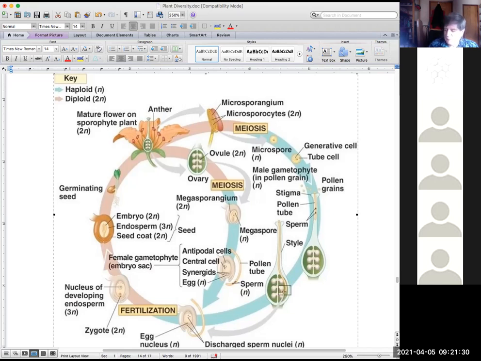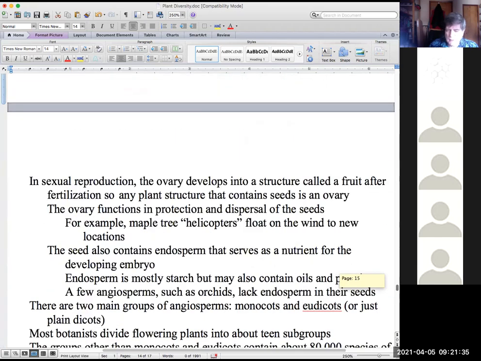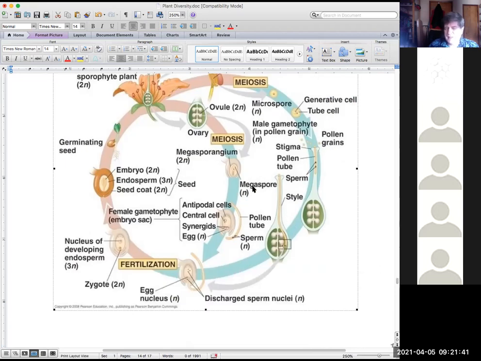So here, when we look at a plant, we're looking at the sporophyte. Now, in the seed plants, the ovary stays attached to the fertilized egg, and the ovary forms a fruit. And this is why these plants are called angiosperms. Angio means vessel. The seed is carried in a vessel. The vessel that carries the seed is the fruit.